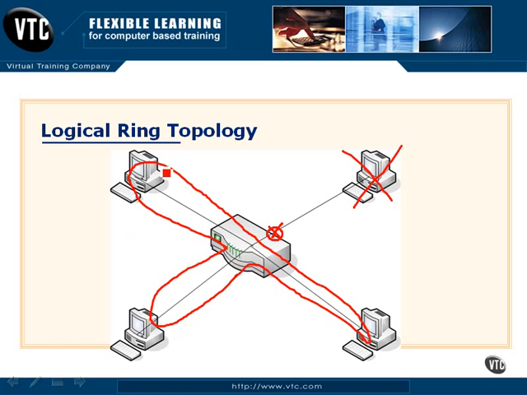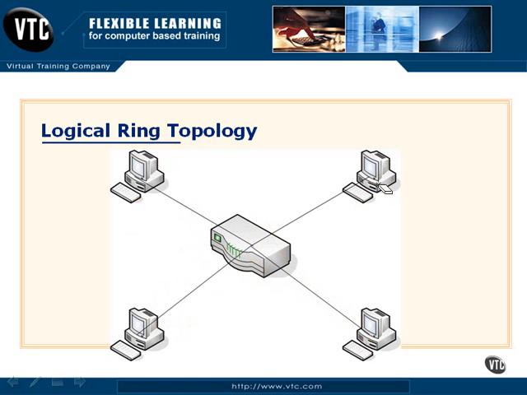Now these computers will put their data on what's called a token. That's why this type of network is commonly referred to as token ring. So our computers will apply their data to the token and pass that token around.